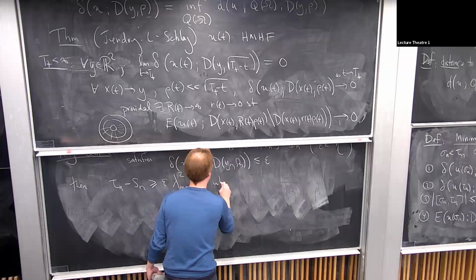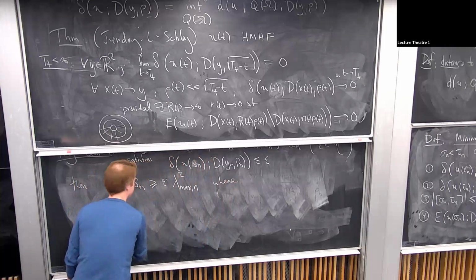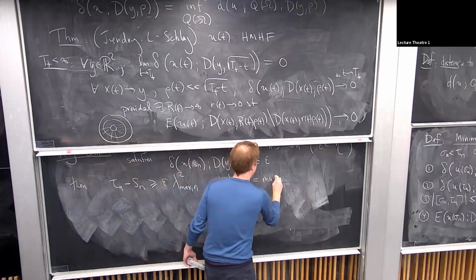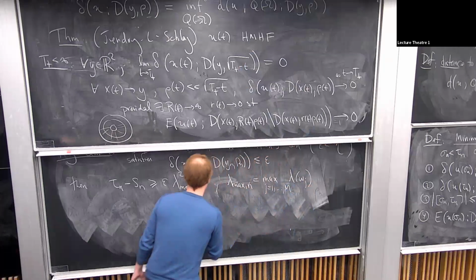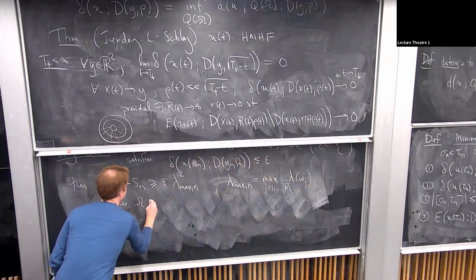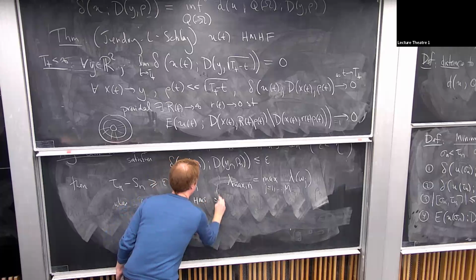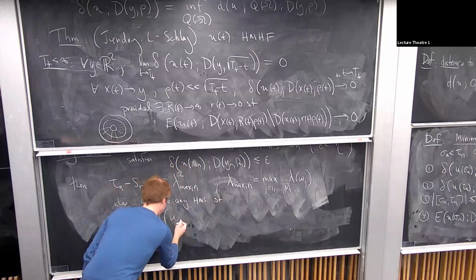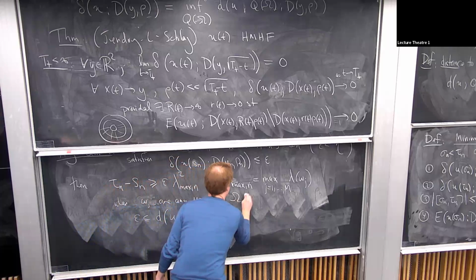So lambda max n is the maximum of the scales of bubbles omega j, where omega j are any harmonic maps such that U is within epsilon, or the distance epsilon, from the multi-bubble with these harmonic maps, Omega.